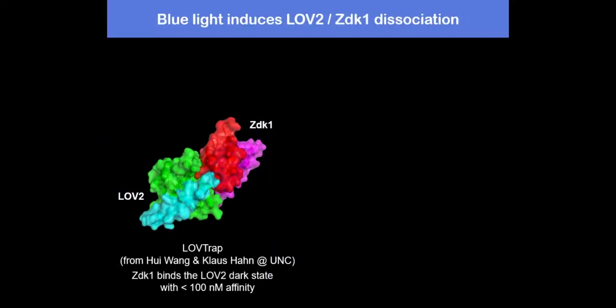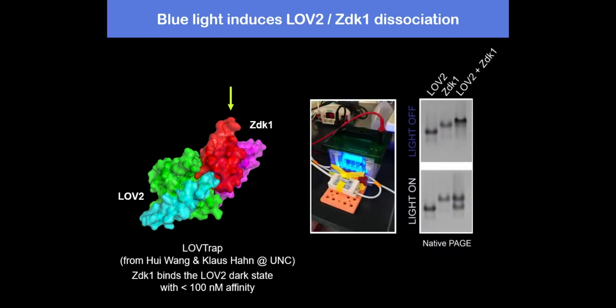We further used an optogenetic system pioneered by the Hahn lab, in which a protein AZ domain was selected by phage display to bind with high affinity to the LOV2 domain dark state, but this LOV2 Zdk complex rapidly dissociates in blue light. This is seen in this proof of principle experiment, in which purified LOV2 and Zdk molecules only form a complex in the dark, but this complex is absent when we run a native gel while exposed to blue light.